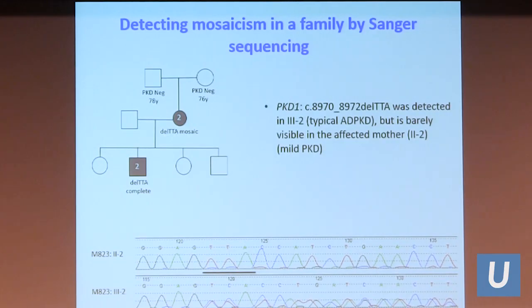We can see here an example of a family where the child has this frameshifting mutation, not that obvious in the mother here, but she also has ADPKD with a negative family history. If we look very carefully, though, down in the noise here, we can see that this mutant allele is present, but at a very, very low level, probably just 5 to 10% of cells have that mutant allele.